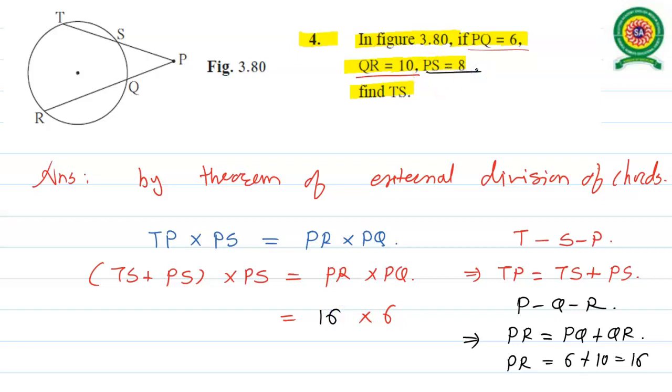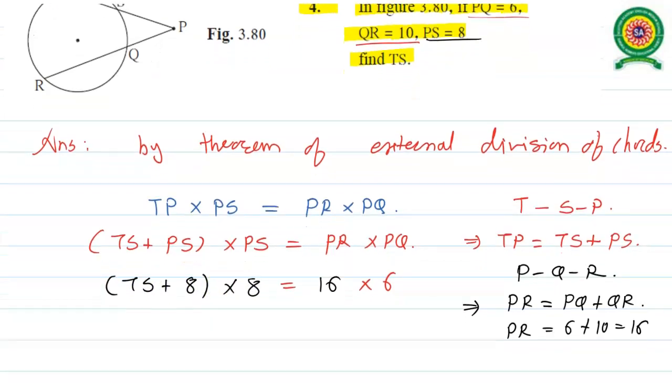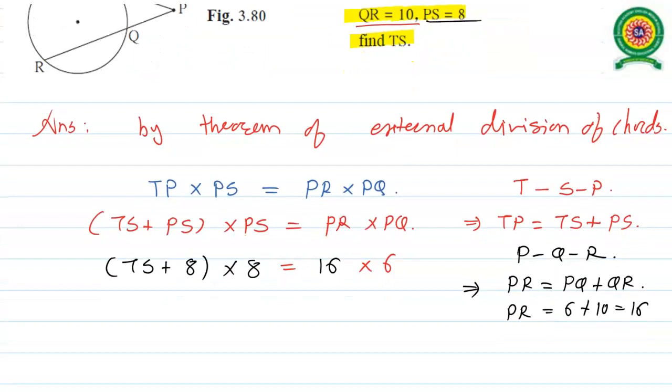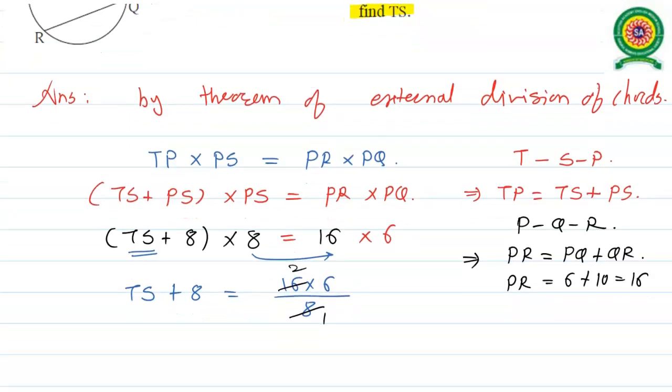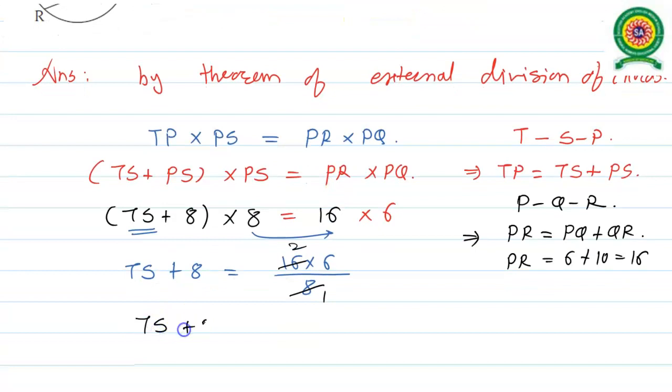Next, the value of PS is given as 8. So TS as it is, PS is 8, again PS is 8. Now what shall we do? To find the value of TS, first of all shift that 8 from LHS to RHS. 8 is a multiplier, so after shifting it becomes a divisor of 16 into 6. Now everyone knows 8 ones are 8, 8 twos are 16. So we get TS plus 8 equals 6 twos are 12.